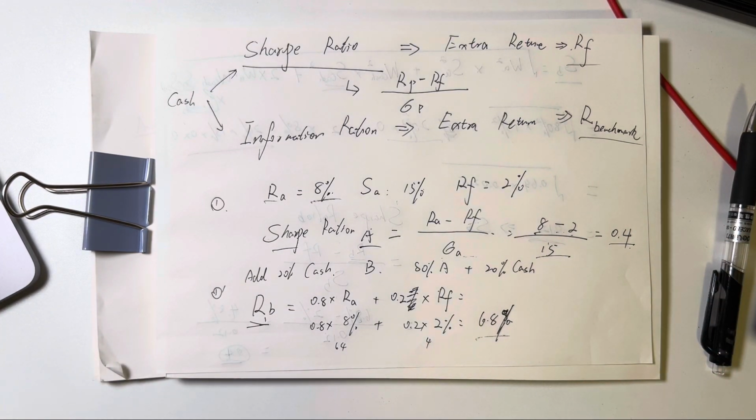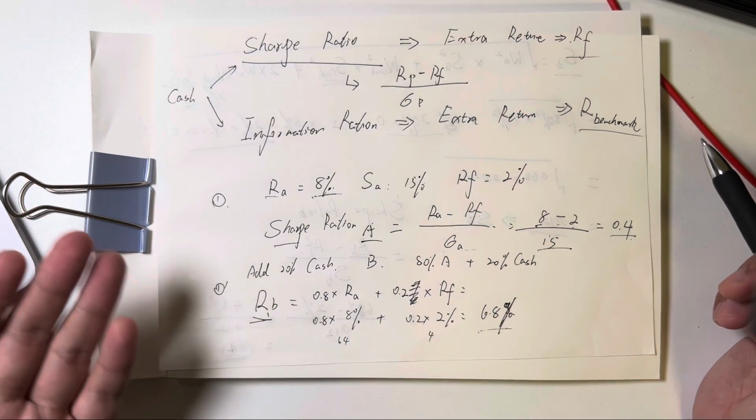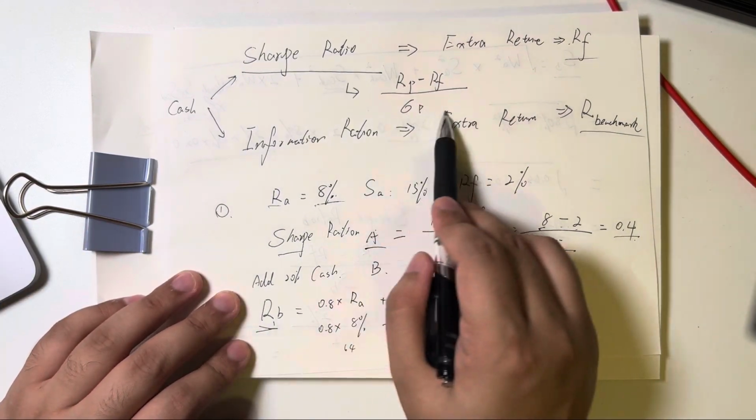So the Sharpe ratio is how much extra revenue you earn compared to the risk-free asset. So we consider risk, because if you borrow money, of course you get more return, but the risk is higher. So it's kind of just the same.